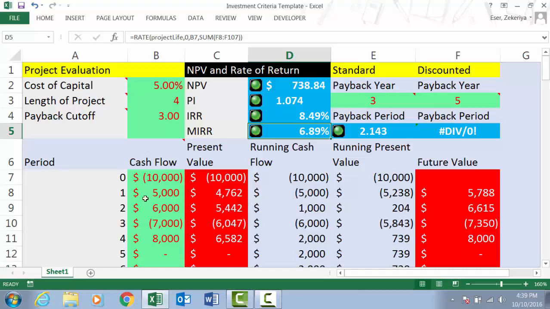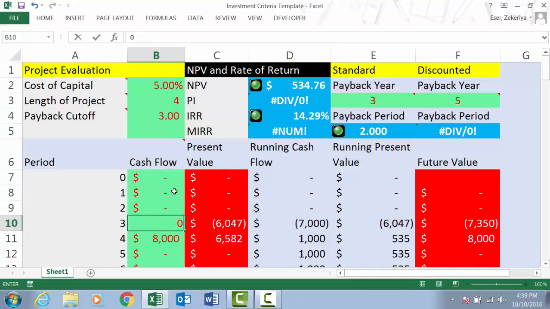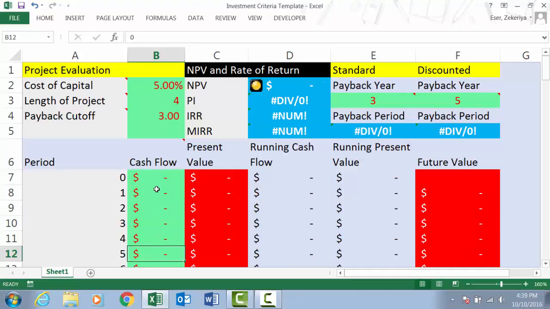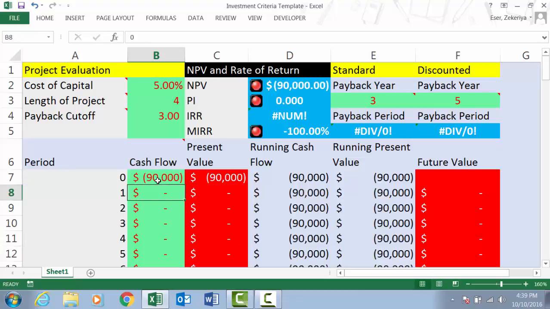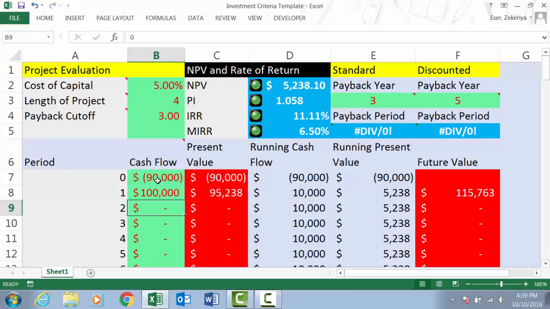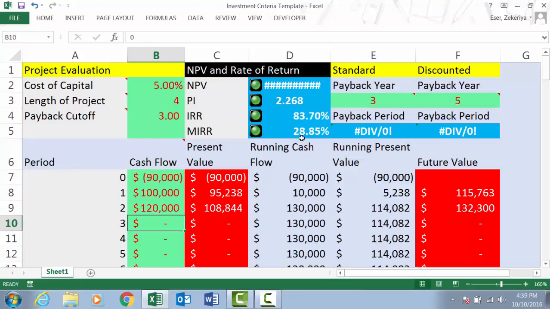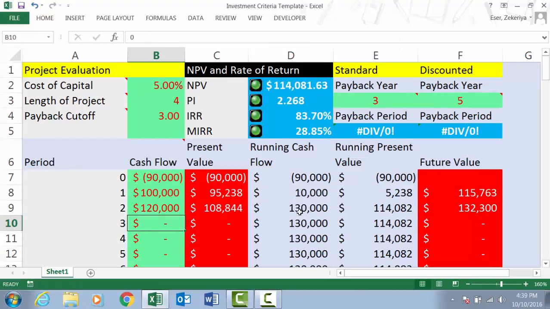And make sure that when you're using this template, make these all 0 first, then enter your numbers. And you can use this template to make any calculations you want.